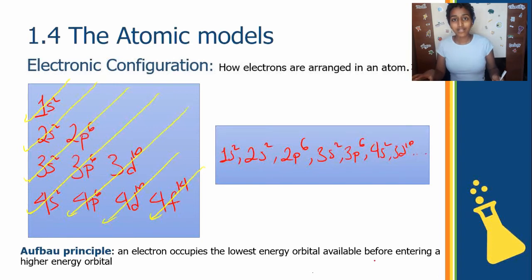It might seem random, but the great thing is you use this so often that you'll be able to memorize it without even knowing. Like, I can say it. 1s2, 2s2, 2p6, 3s2, 3p6, 4s2. Anyway, this is the electronic configuration, and it's a beautiful way to figure out where electrons are.